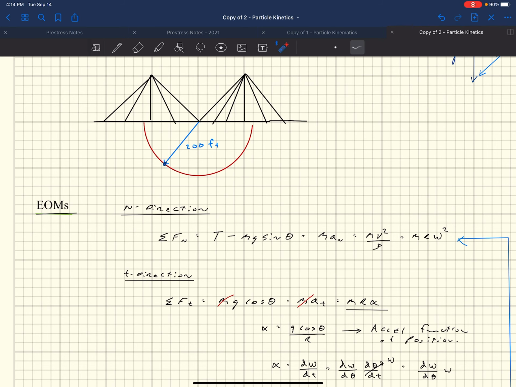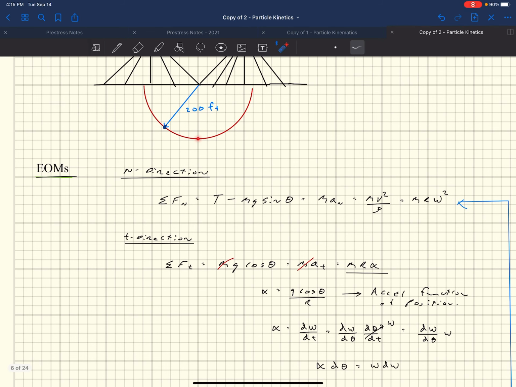The reason they're going to go flying off on a tangent is there is no normal force acting back towards the center of curvature. If there's no force in that direction, there's no acceleration in that direction. If there's no acceleration in that direction, they go straight. There is no change in direction because there is no normal force, because the rope is broken.